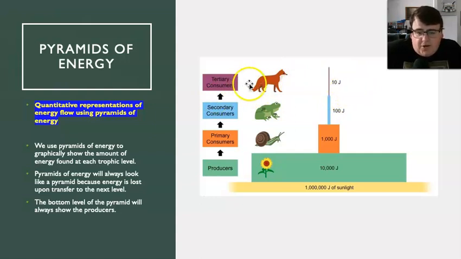Okay, so each time, the fox has to eat more frogs in order to get the energy. So a fox would have to eat 10 frogs to get the same amount of energy that the frog gets from eating one snail. Okay, energy is being lost along the food chain, so the higher order organisms have to physically eat more in order to get more energy. So that's why they're limited in numbers.